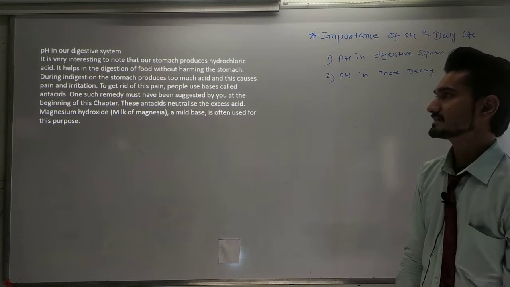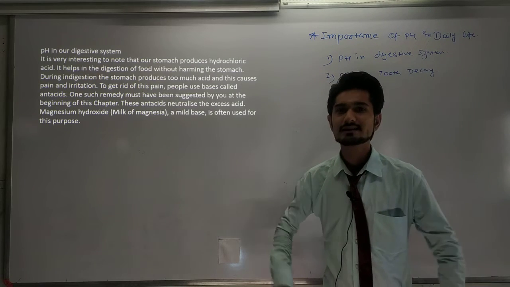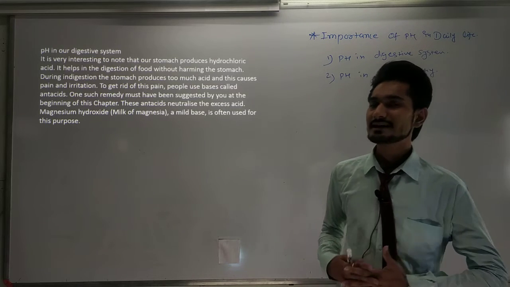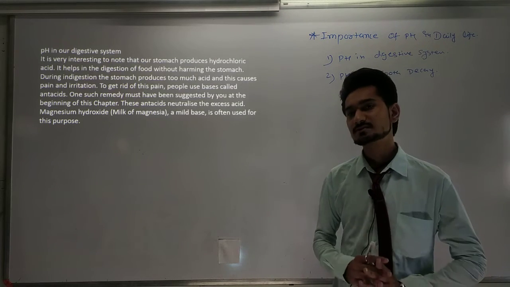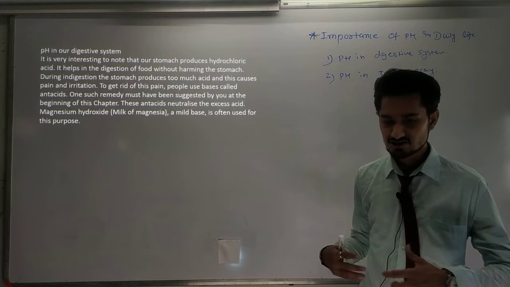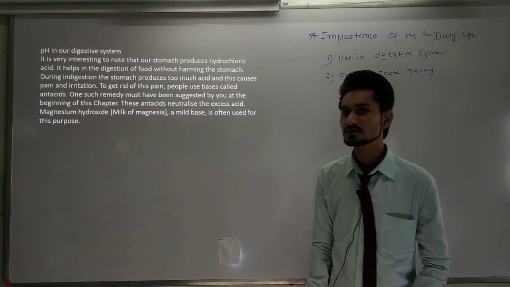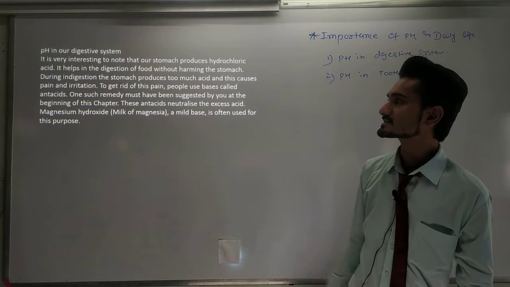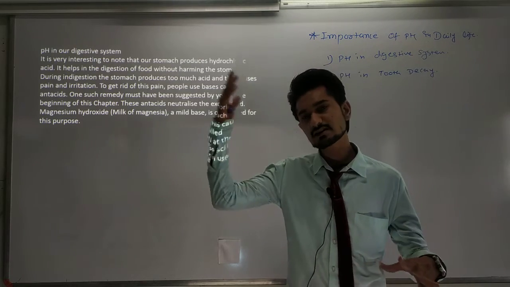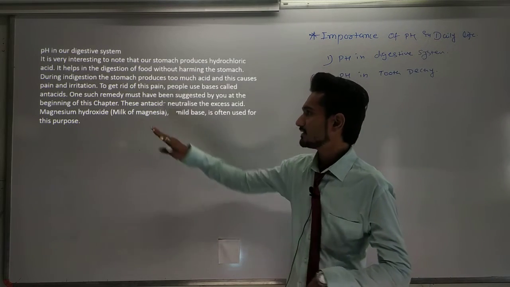It is very interesting to note that our stomach produces hydrochloric acid. We are going to see that in the 6th chapter, where we study our digestive system. In the stomach, the gastric glands create pepsin and mucus, and the hydrochloric acid generally gets mixed with our food. We are going to study that in the 6th chapter.